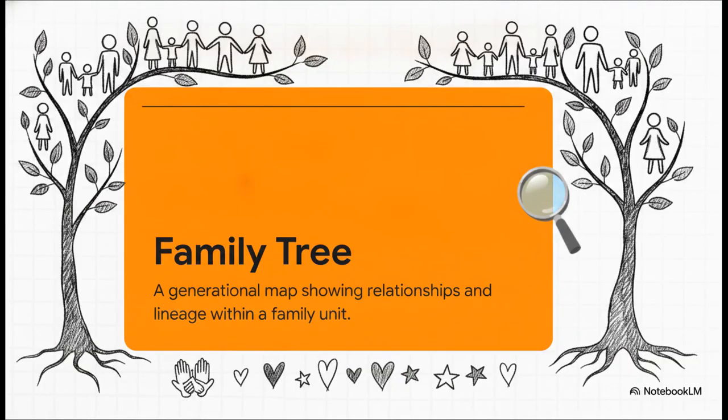Let's scale things back up and see how this builds from a single living organism to the massive, intricate structures of human society. As humans, we naturally group together, and the absolute foundational unit of that grouping is the family. A family tree is really just a generational map. It shows the lineage and the relationships within that core unit.